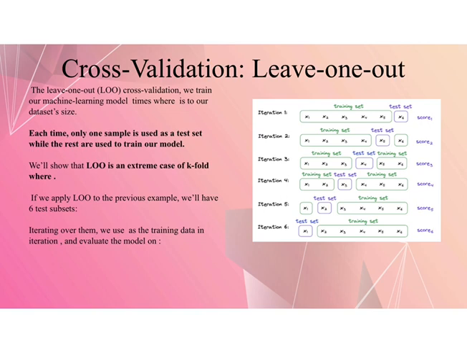So ini adalah konsep leave one out. Apa yang berlaku dalam leave one out cross validation, each time only one sample is used as a test set while the rest are used to train our model. Okay, so we'll show that LOO is an extreme case of K-fold where if we apply LOO to the previous example, we will have 6 test subsets.